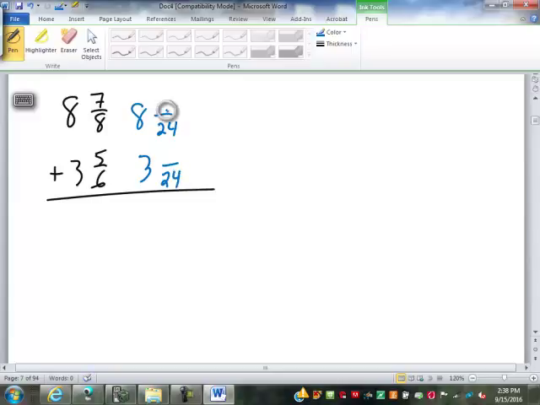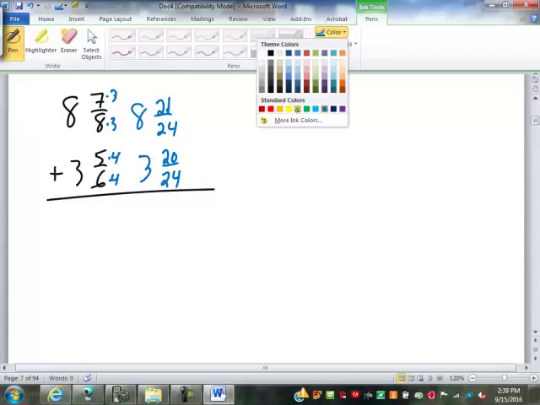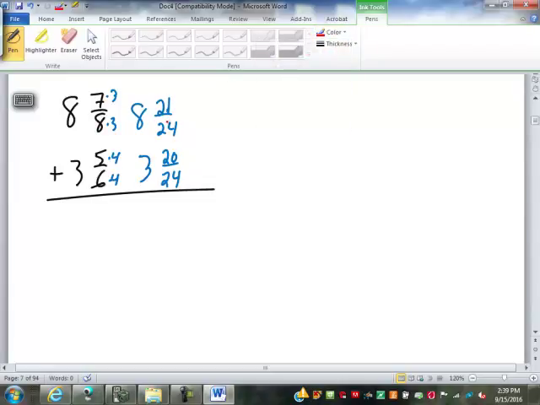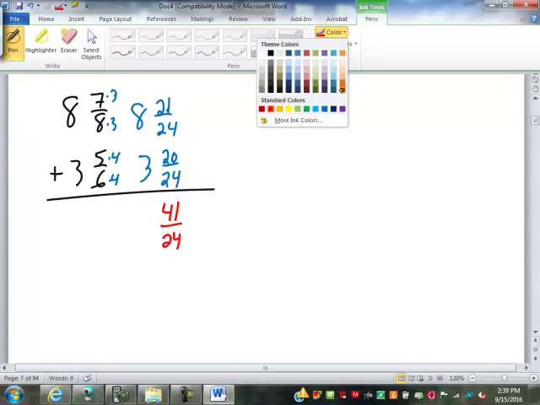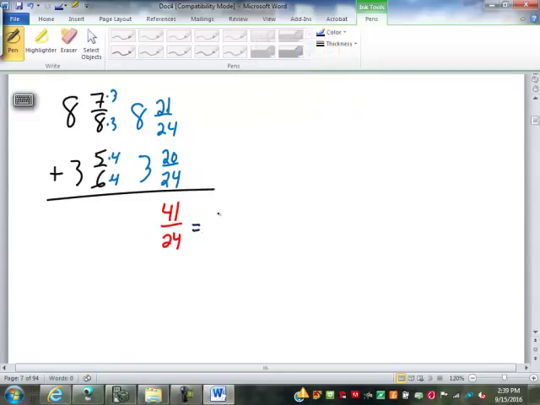What's going to go here? 21. Perfect. 8 times 3, so 7 times 3. What's going to go here? 20. 6 times 4, so 5 times 4. Now we're going to add 21 24ths plus 20 24ths is 41 24ths. We look at that, yes, it is an improper fraction. We can split that up. How many times can we take 24 out of 41? Once. What's left over? 17. 41 minus 24 is 17.